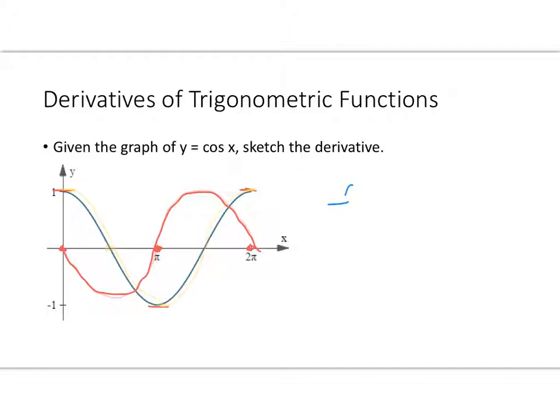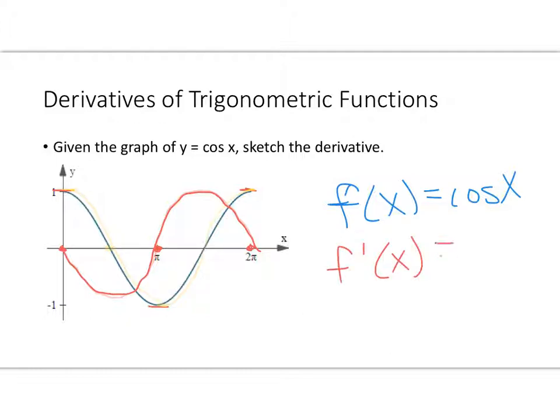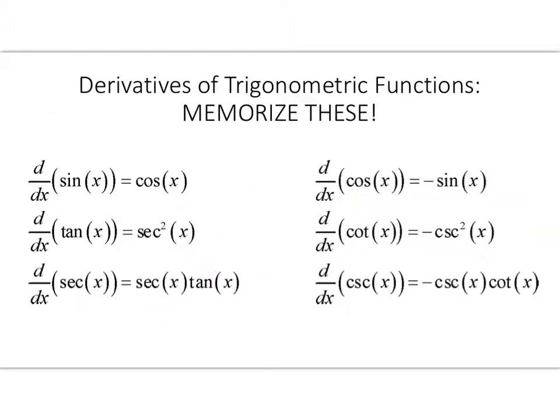So remember, our original function f of x was cosine x. And we're trying to figure out what is the equation of f prime of x that we drew. Notice it's an upside down sine curve, so this is equal to negative sine of x. Okay, so we can go through that same type of thing to get the derivative for all of our trig functions, but here's a table for you. You do need to know these. Derivative of sine is equal to cosine. Derivative of cosine is equal to negative sine of x.